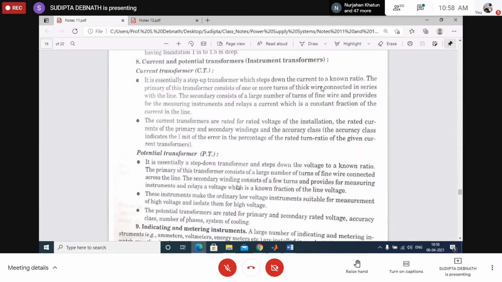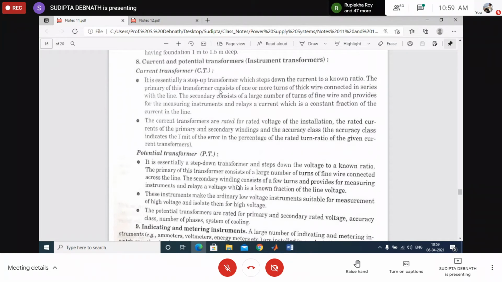And you know, in a transformer V1 I1 equals V2 I2. So if the secondary current is low, the secondary voltage must be high. So these current transformers are step-up transformers, which step down the current. Step-up means the secondary voltage is higher, and in step-up transformers only the secondary current is low. So it's a step-up transformer which steps down the current to a known ratio.